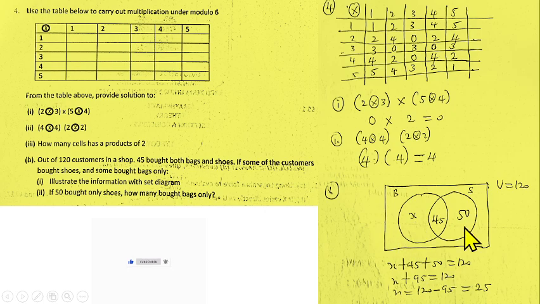So from there, how do we get people that bought bags only? That means x plus 45 plus 50 gives us 120. x plus 95 equals 120. x will be 120 minus 95, that will give us 25 as the people that bought bags only.